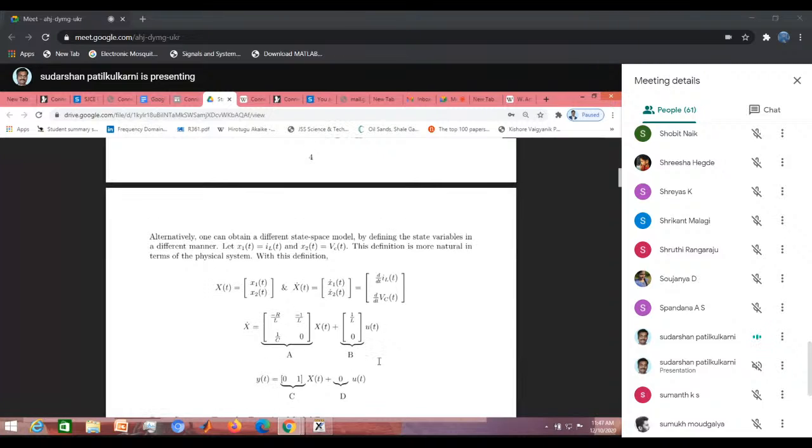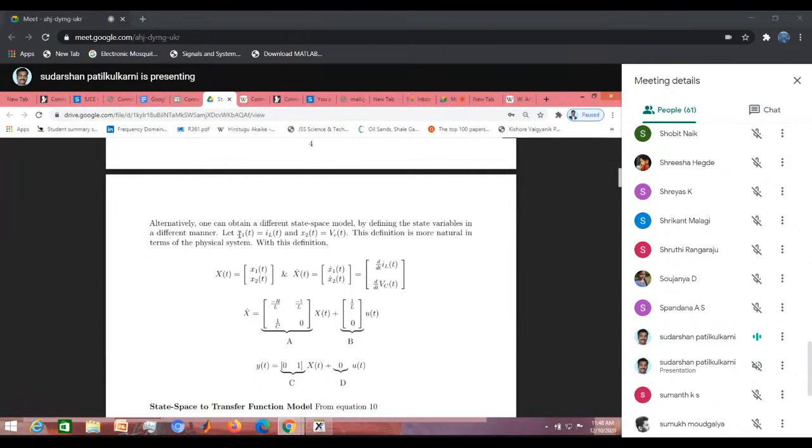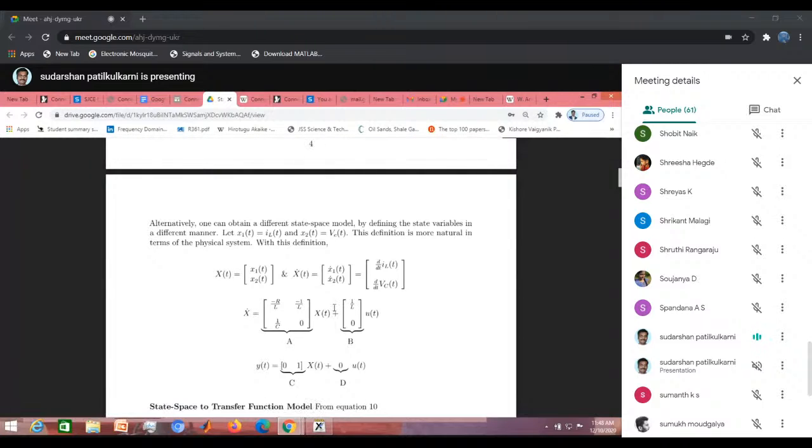So there are other ways of writing the state space models also, like you could have defined x1 of t as Vc of t and x2 of t as IL of t. Then again, the arrangement in the A matrix would be different. A and B matrix will be different. Okay, so that means the state space model is not unique. It depends on how you define your state variables.